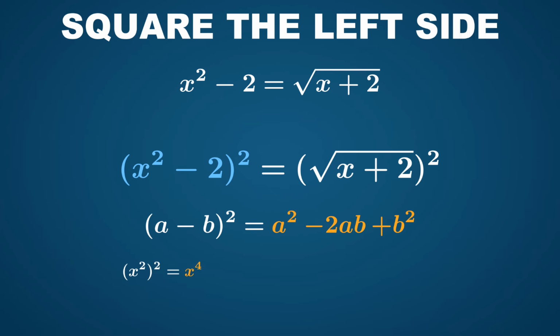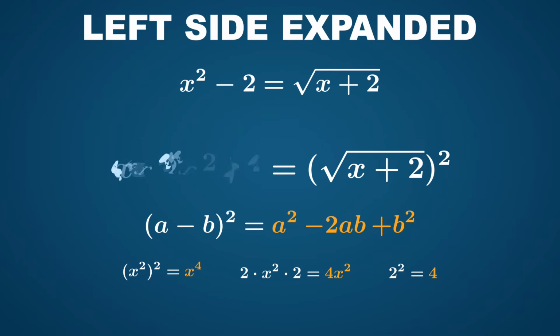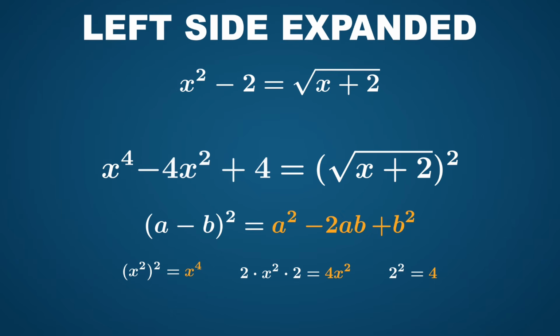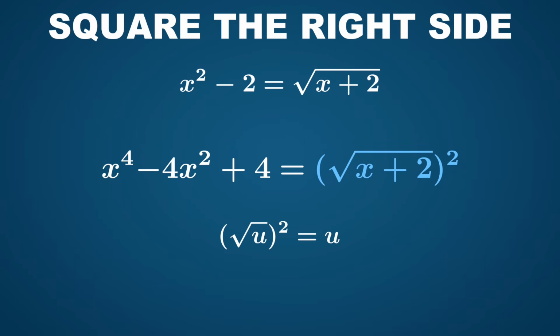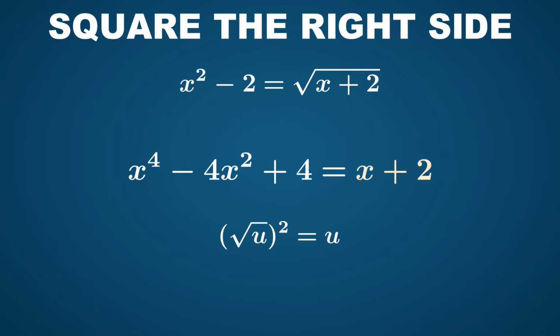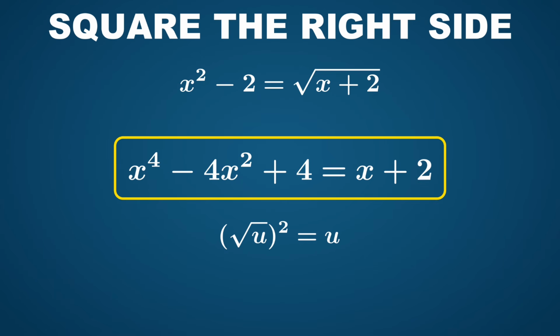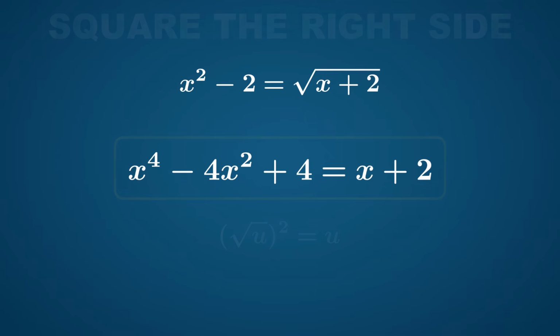The first term squared gives x to the fourth power here. Twice the product of x squared and 2 gives 4x squared, and the second term squared is 2 squared, which is 4. So the left side becomes x to the fourth minus 4x squared plus 4. On the right, squaring simply undoes the square root, so the right side of the equation becomes just x plus 2. The new equation is x to the fourth minus 4x squared plus 4 equals x plus 2.